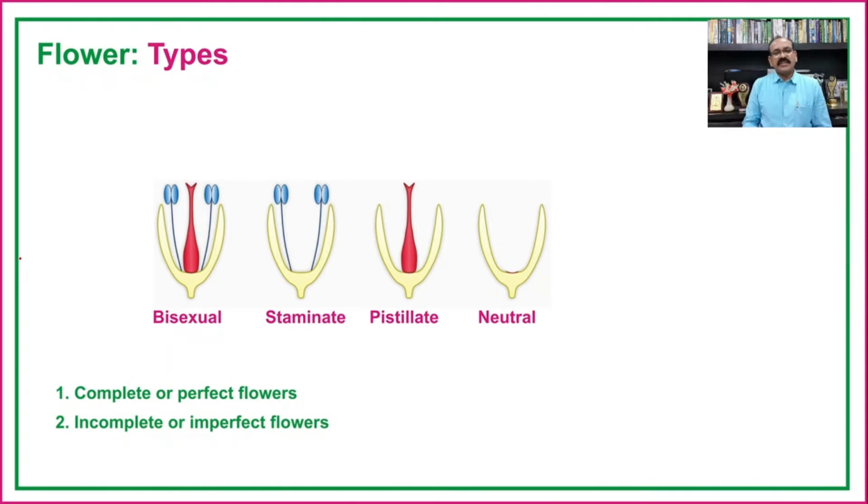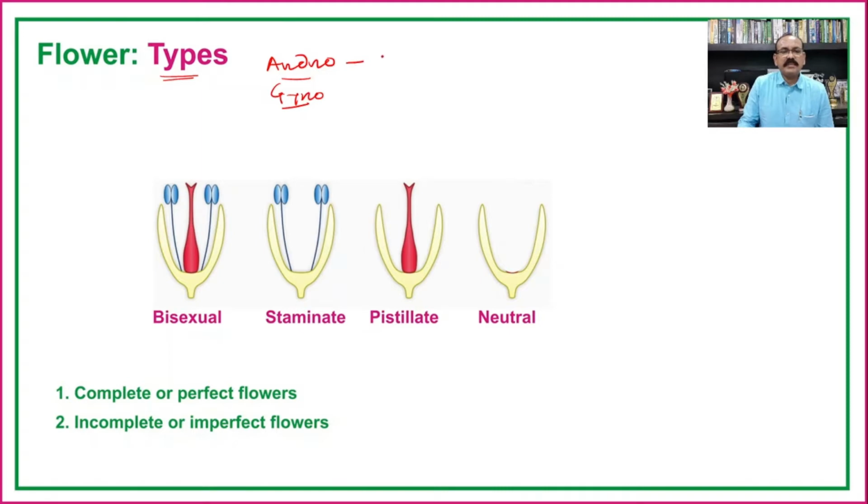Now we have to see the types of the flowers on the basis of presence and absence of the sex organs. Here, as the angiosperm flowers are specially designed for sexual reproduction, it means that in the flower there is a presence of androecium and gynoecium, just as we have seen in the typical structure of the flower.